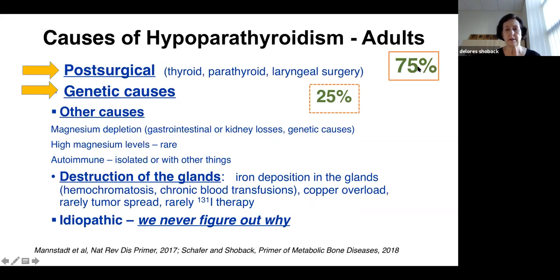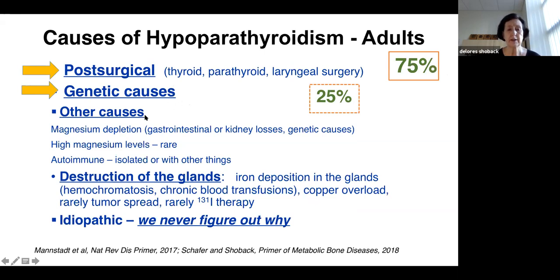So what are the causes? In the adult, and you know this because I bet the majority of you are post-surgical, these are the surgeries that can cause hypopara. But then the other important causes I've listed here, and there's a lot more detail that I'm sure other speakers in this conference will go over, but there are 10, 15 different genetic causes.